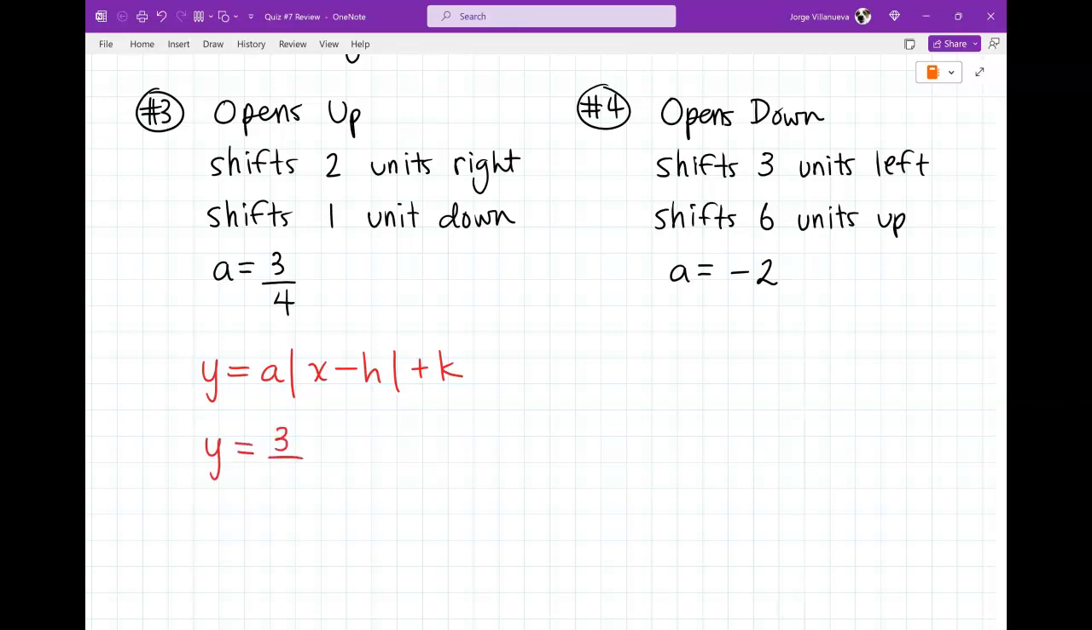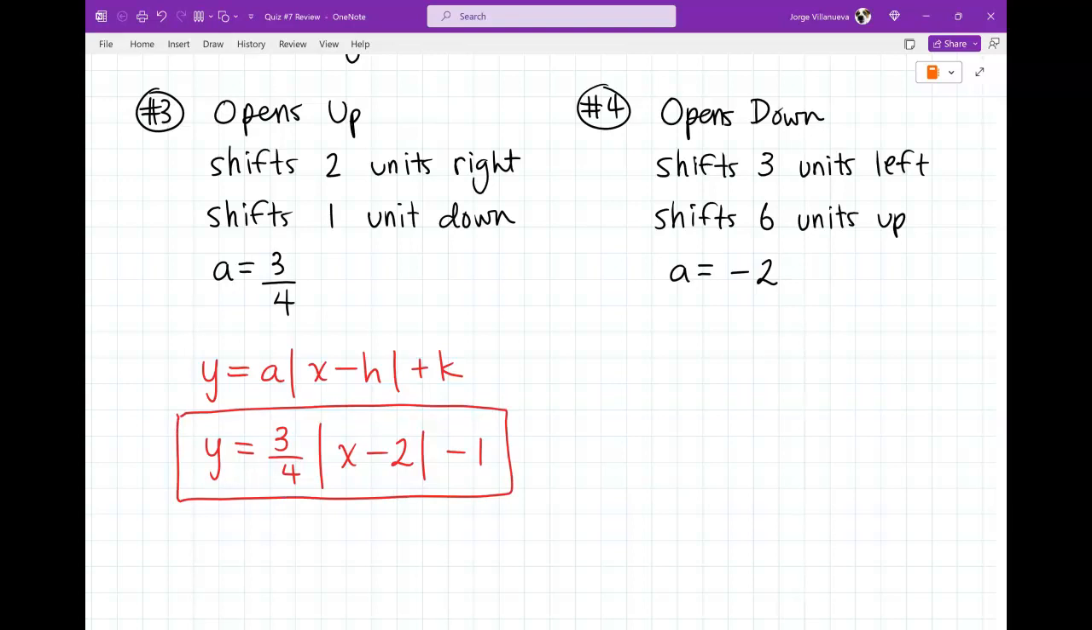Y equals 3/4. X minus, all right, H is left and right motion, okay? It says 2 to the right, so should I write +2 or -2? -2, because normally right is positive, but no, not with H. H is always lying to you, so it's -2, okay? And then my units down is 1, so I'm going to put -1, right? And that's it. I'm done. You guys have 2 questions like this on your quiz. I don't expect it taking you that long to do, maybe a minute for both, okay?